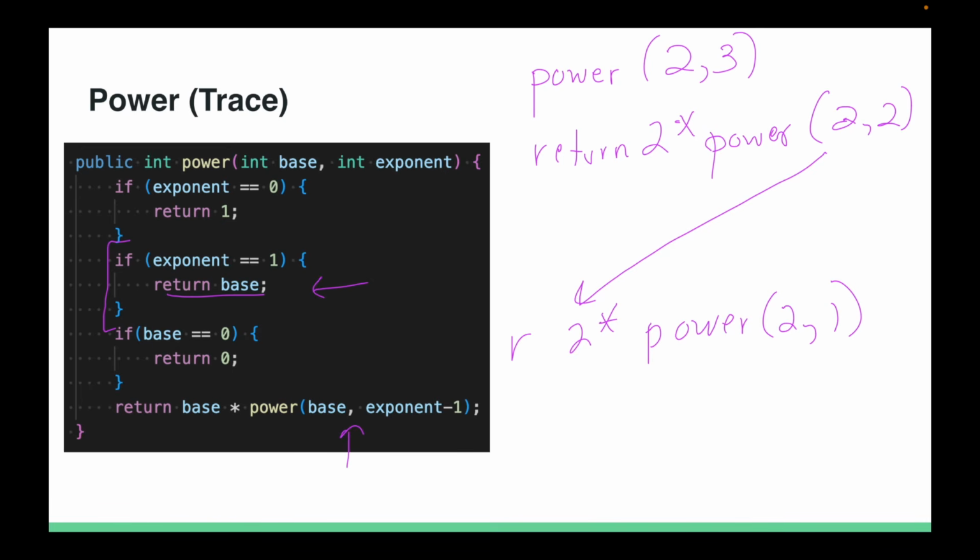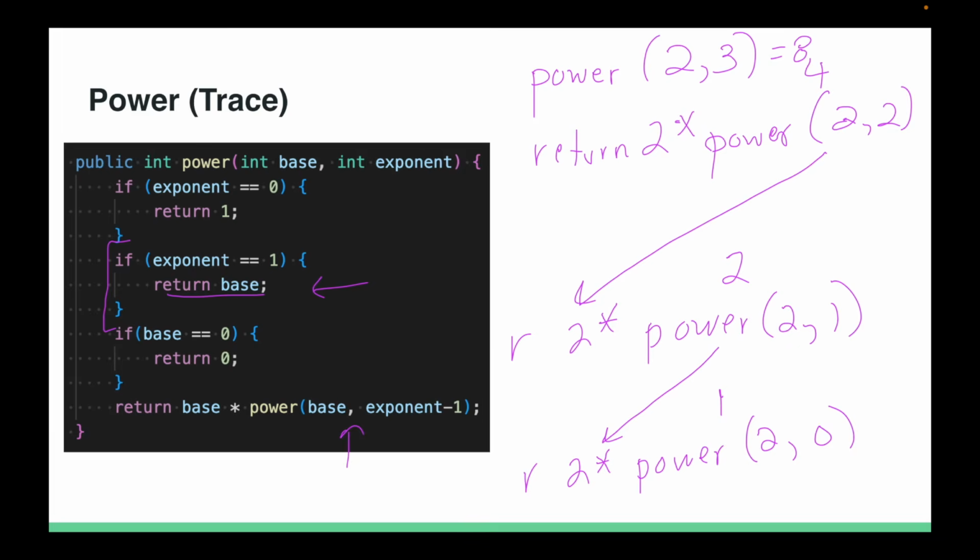And then we're going to go right down here, and we're going to have R: 2 times power(2, 0). And we know that the exponent is 0, so we're just going to return 1. That means this is going to be 1, and power(2, 1) is just going to be 2 times 1, so that's going to be 2. And that means that power(2, 2) is just going to be 2 times 2, and that's going to be 4. And then we're going to have 2 times 4, and that's going to equal 8. So that's how that particular function works. Again, sorry for my terrible handwriting. I hope this makes sense, but I'm doing this on an iPad.